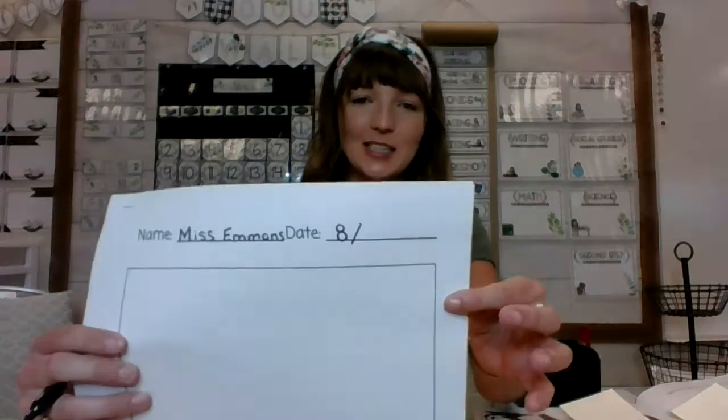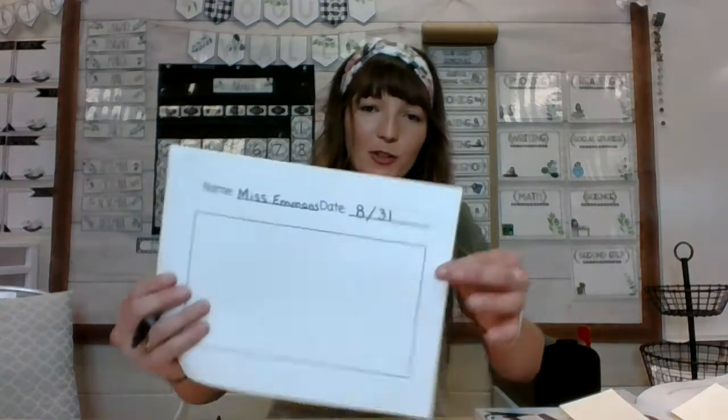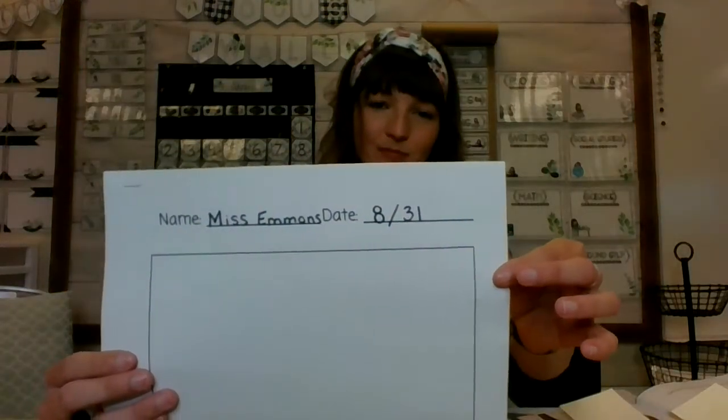We're going to call that a slash. You can try it with your arm. You're going to just slash it down. Today is August 31st. So the next number I'm going to write is the number 31. I'm going to draw that slash again.